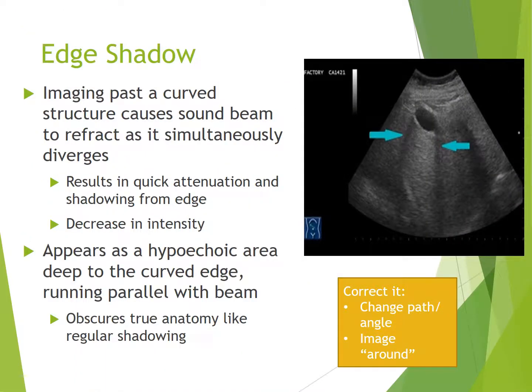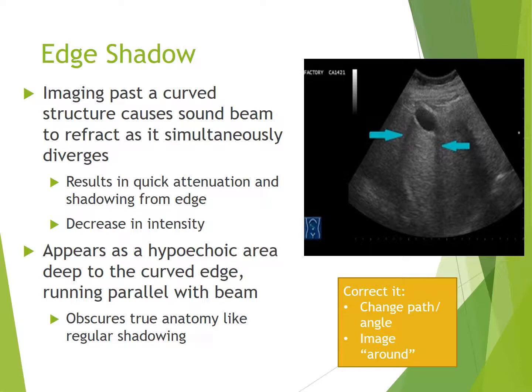Edge shadows are a little bit different in that edge shadows occur as we're imaging past a curved structure, causing the sound beam to refract and diverge at the same time. So this results in very quick attenuation and shadowing from the edge of a circular structure. This is going to decrease the intensity of the sound beam. Edge shadows appear as hypoechoic areas deep to a curved edge, and these are going to run parallel with the sound beam. Again, this is considered an artifact because the shadow is obscuring true anatomy.